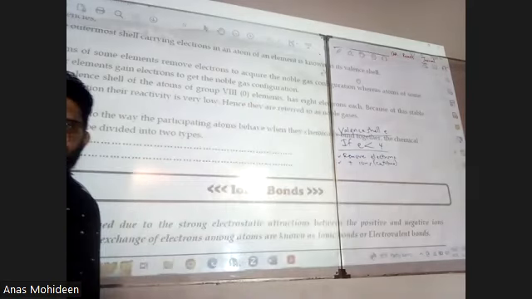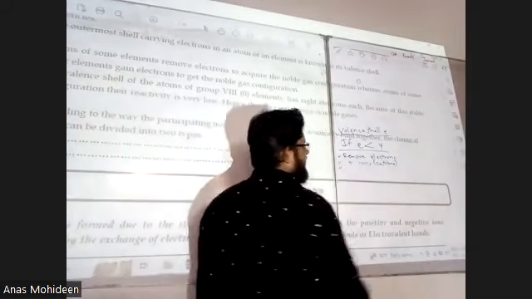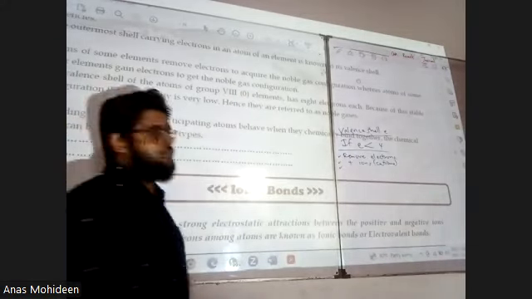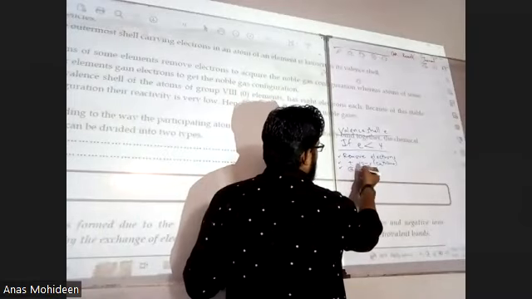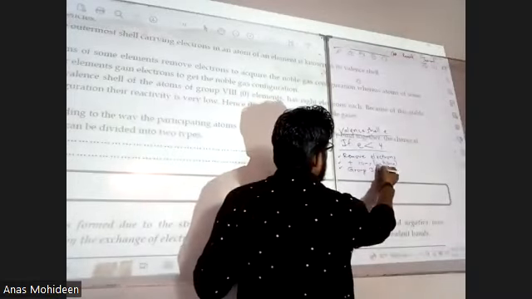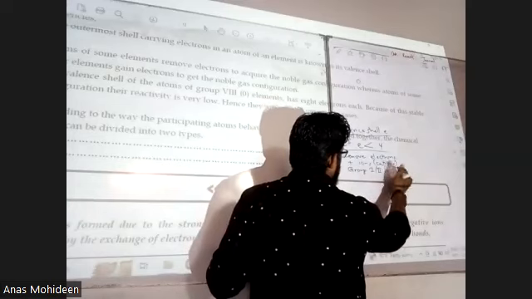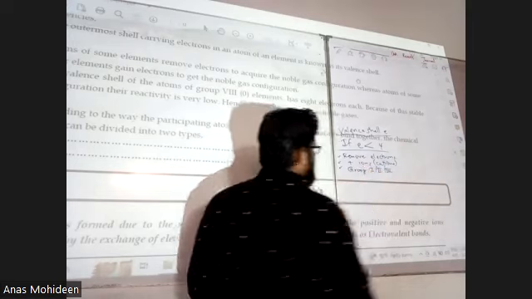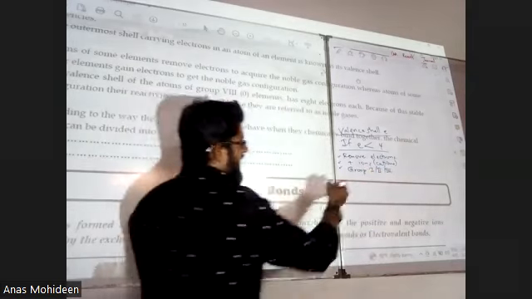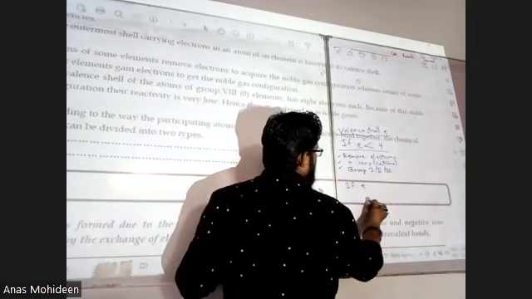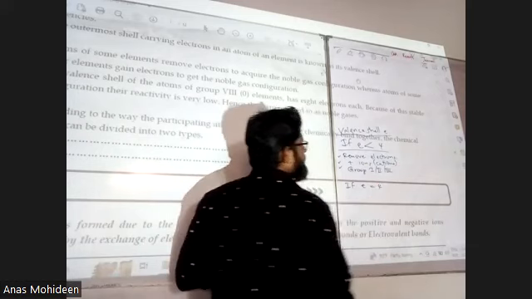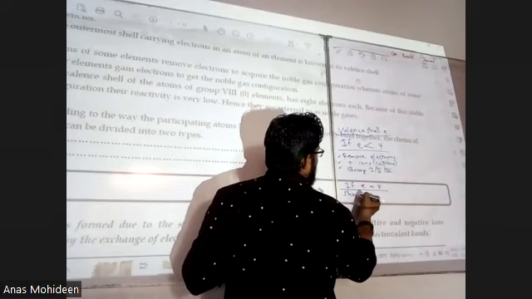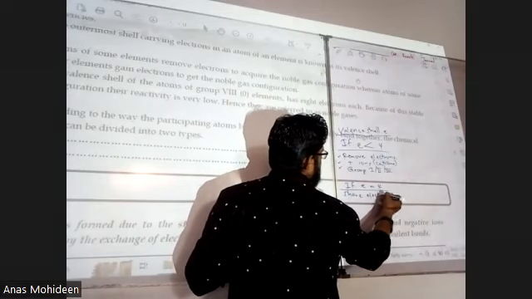Can you tell me which groups remove electrons? Group 1, 2, and 3. These are the ones removing electrons. Correct? Now, if the number of electrons is equal to 4, they share electrons.